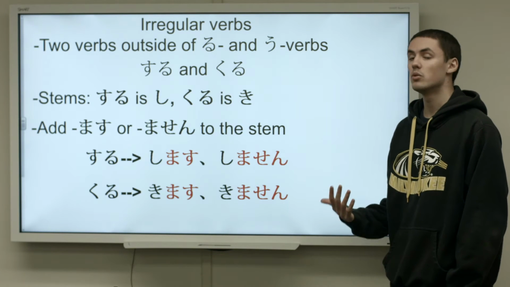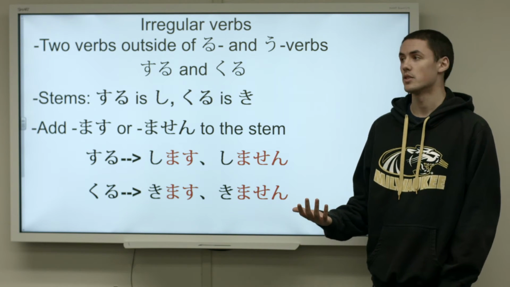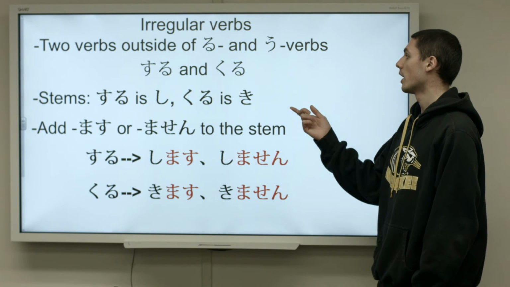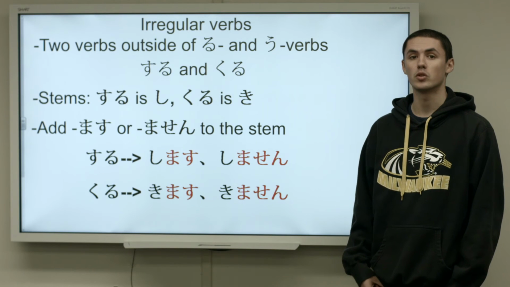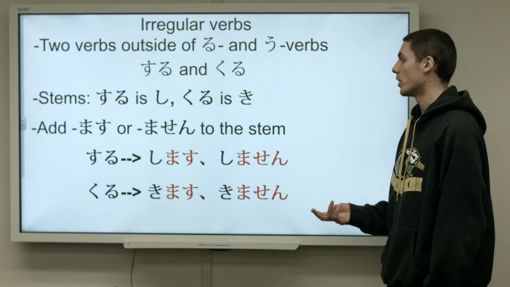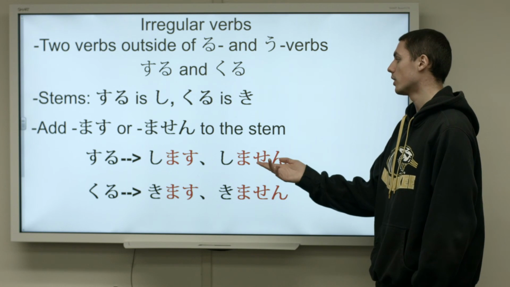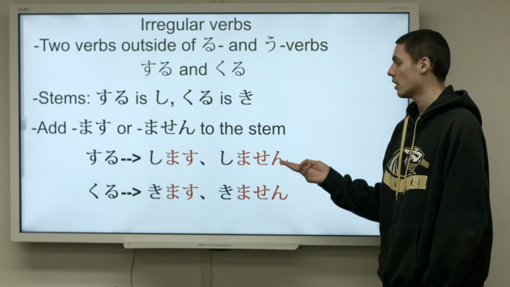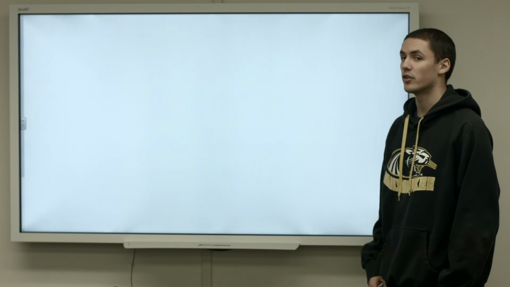There are also two verbs that don't fit into the groups of ru or u verbs. These would be suru and kuru. So the stem of suru is shi, and the stem of kuru is ki. So when we want to conjugate them, we just add mas or masen to those stems. So suru can become shimasu or shimasen, kuru can become kimasu or kimasen.